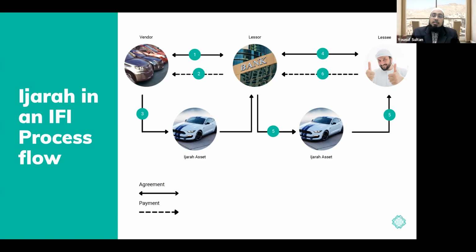Now, a bit of variation from this same structure that you are seeing on the screen is diminishing musharaka, or we can call it Ijara muntahiya bit tamlik, a bit more the same, but let's call it Ijara muntahiya bit tamlik. So what happens is that in Ijara muntahiya bit tamlik, the lessee and the lessor, in this case the bank, both purchase the asset as a joint ownership.